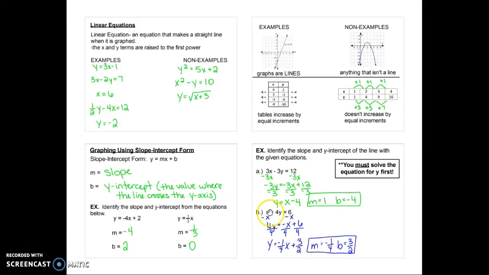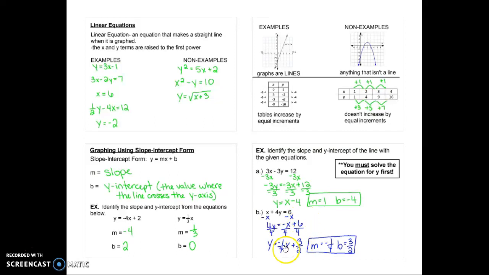Second example, same situation. It's not currently in slope-intercept form, so you have to rearrange it so that this y value is isolated. So you start by subtracting x to the other side. So you have a negative x plus 6. Then you have to divide both sides by the 4 that's connected to the y. So you divide everything by 4. So you have y equals, this is going to give you a negative 1/4 x plus, this reduces to 3/2.